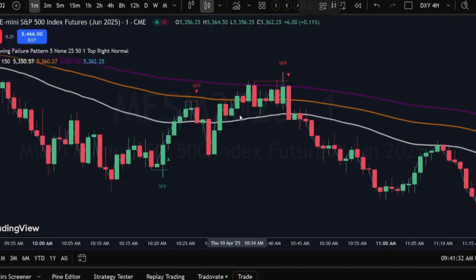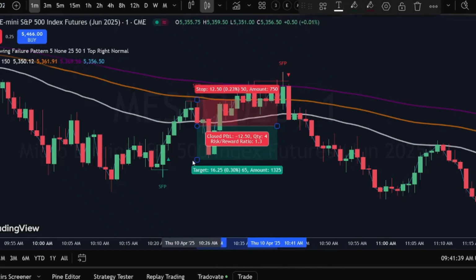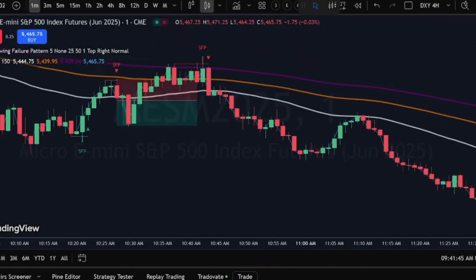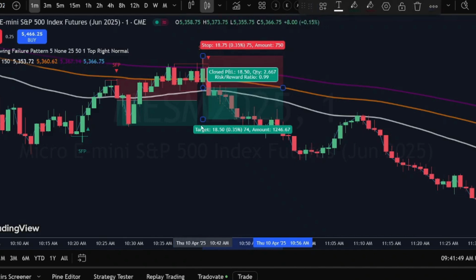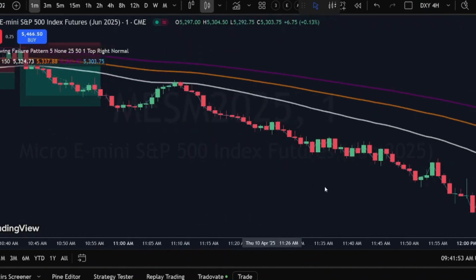It's a short off the 100, almost. Let's see if we can get to a 1 to 1. We got it. Comes back up for a bigger correction here, and then we got another one. Could have let this run all day. Look at that. Nice trade.